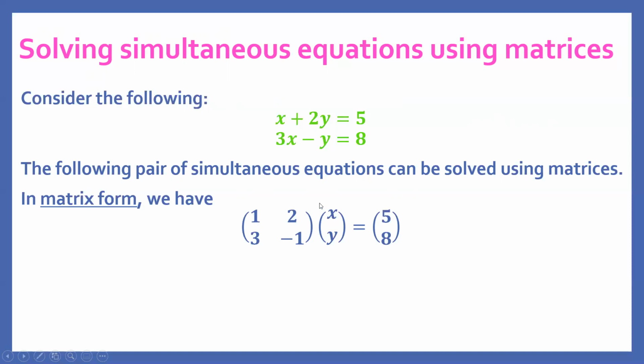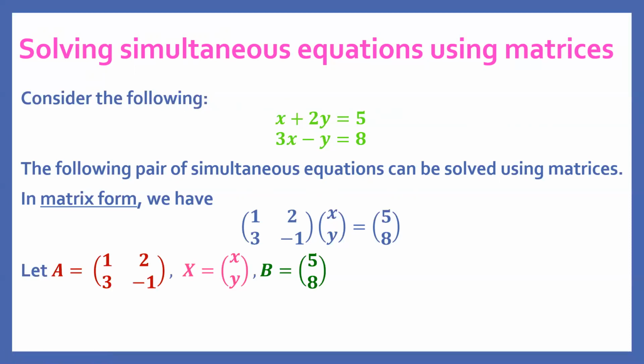You can check: if you multiply, you're going to have 1 times x plus 2 times y equal to 5, 3 times x plus -1 times y equal to 8, and you're going to obtain the original equations. So what we have done is convert these two equations into matrix form. Now I need to find x and y.